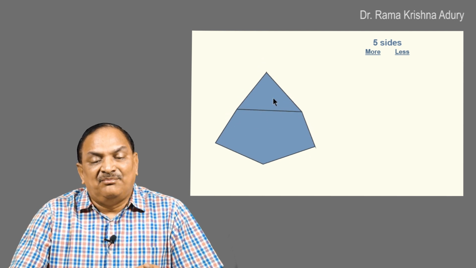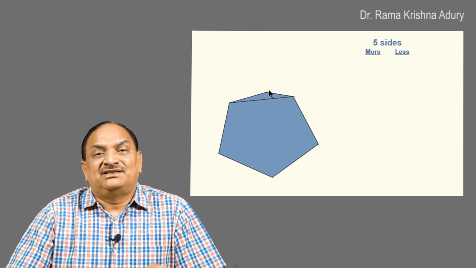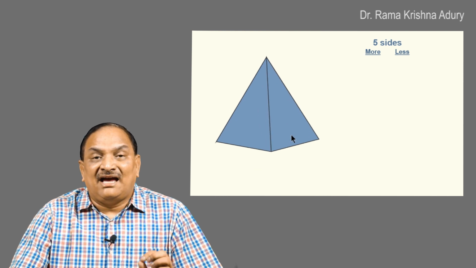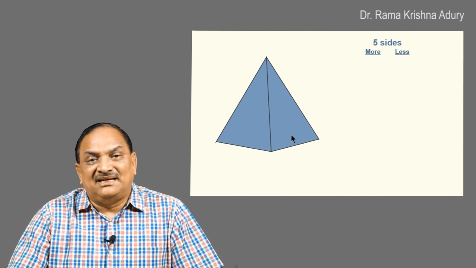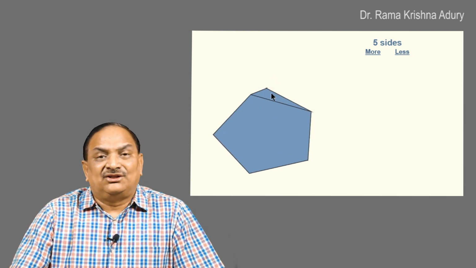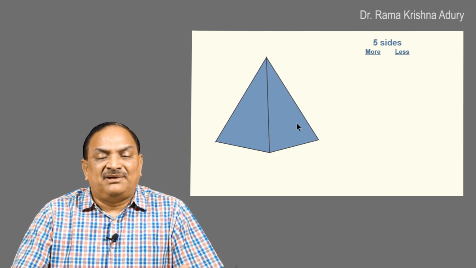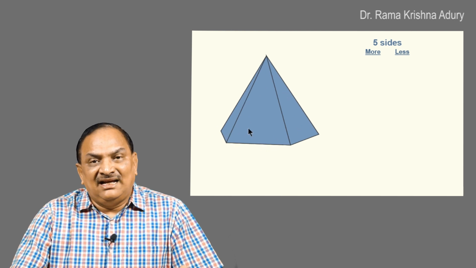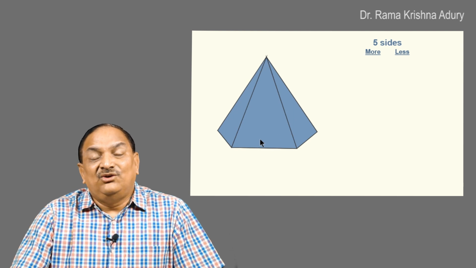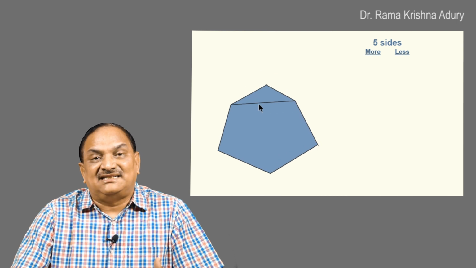Look at the base. The base has 5 sides. How do you find the lateral surface area? What is the formula for this? The sum of the areas of all these triangles, which is half the perimeter of the base times the slant height. But if you add the area of the base also, you get the total surface area. So this is a pyramid having 5 lateral surfaces, each one a triangle. There are 5 triangles. Why do you have 5 lateral surfaces? Because the base has 5 sides.